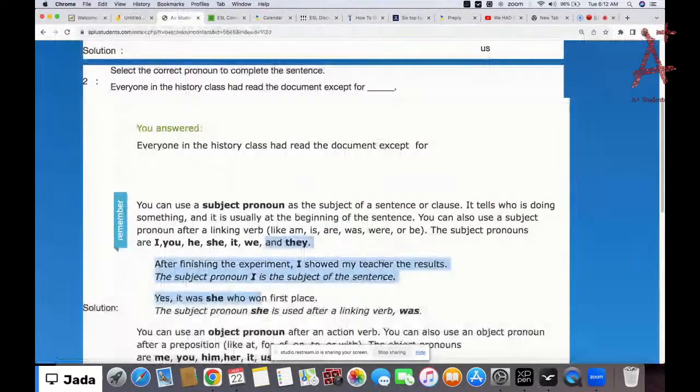Let's look at some examples for the subject pronouns. After finishing the experiment, I showed my teacher the result. So now the subject pronoun I is the subject of the sentence. Who is the I here? The I could be me, it could be you, but it's the subject.